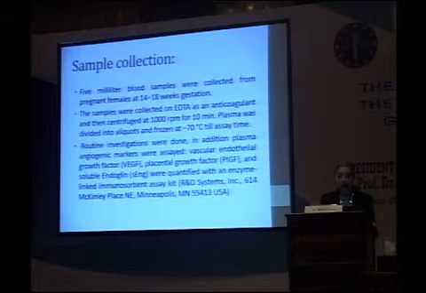Five milliliters of blood samples were collected from pregnant females at 14 to 18 weeks gestation. The samples were collected on EDTA and centrifuged. Plasma was divided into aliquots and frozen till the time of the assay. Routine investigations were done, in addition to plasma antigenic markers assayed: vascular endothelial growth factor, placental growth factor, and soluble endoglin. All were quantified with enzyme-linked immunosorbent assay.